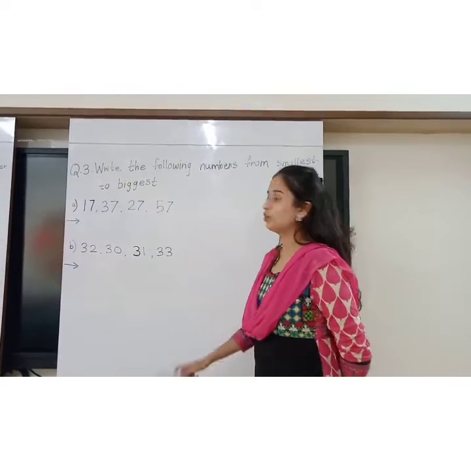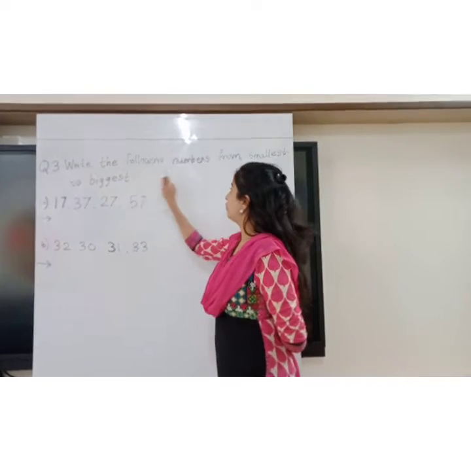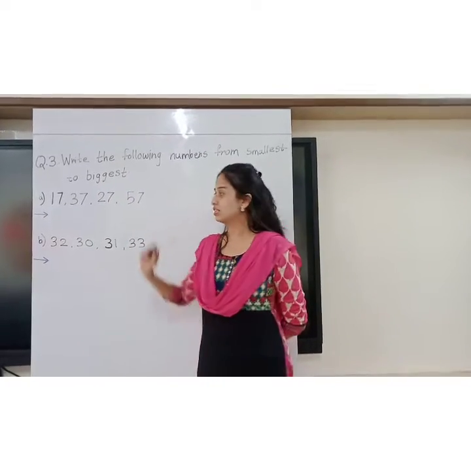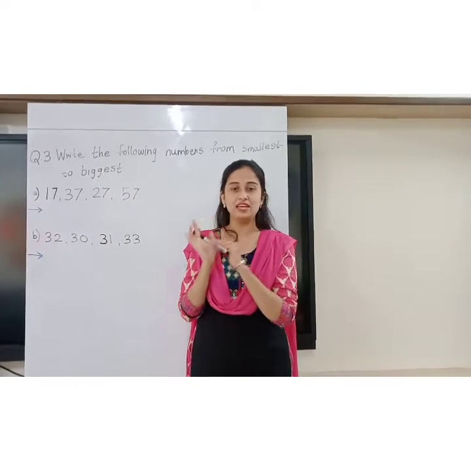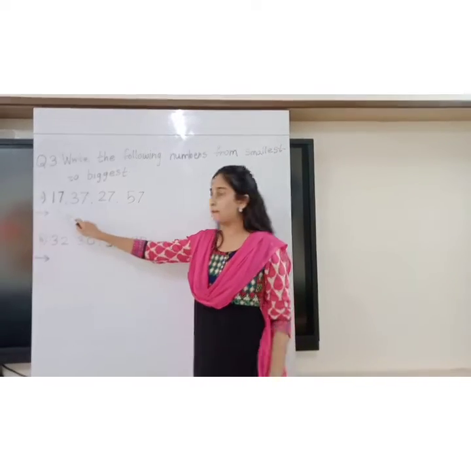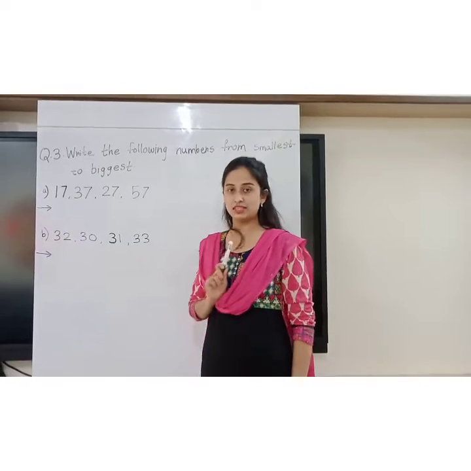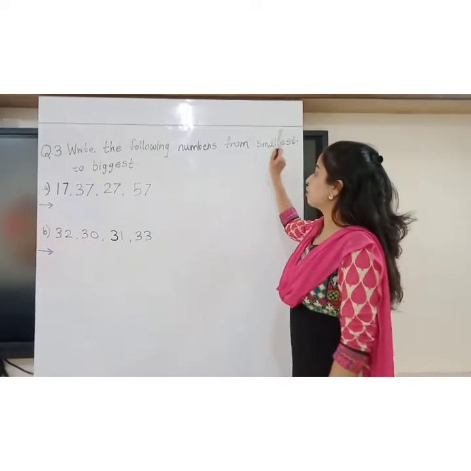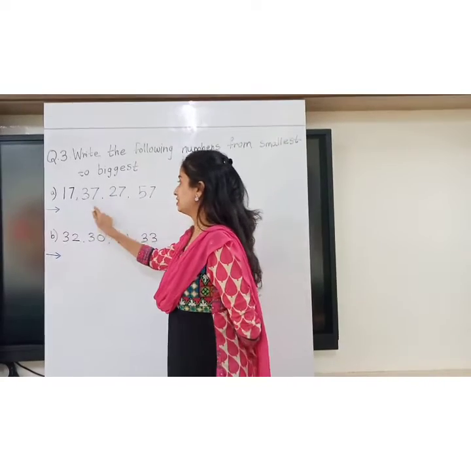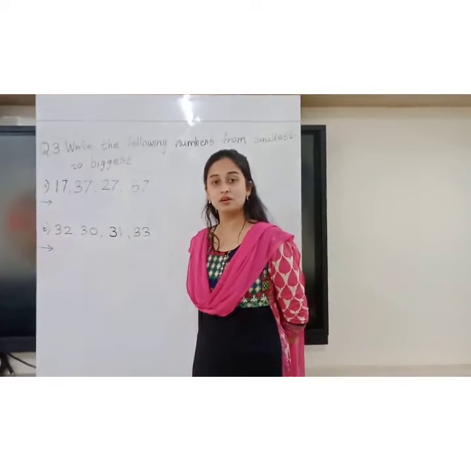So now let us solve the next question, which is question number 3. What is the question? Write the following numbers from smallest to biggest. So first we have to write the smallest number and then we have to write the biggest number. But now look here, you see there are 4 numbers written here. 1, 2, 3 and 4. So we will start with the smallest number first, because we have to write from smallest to biggest. So from 70, 37, 27 and 57, which is the smallest number?